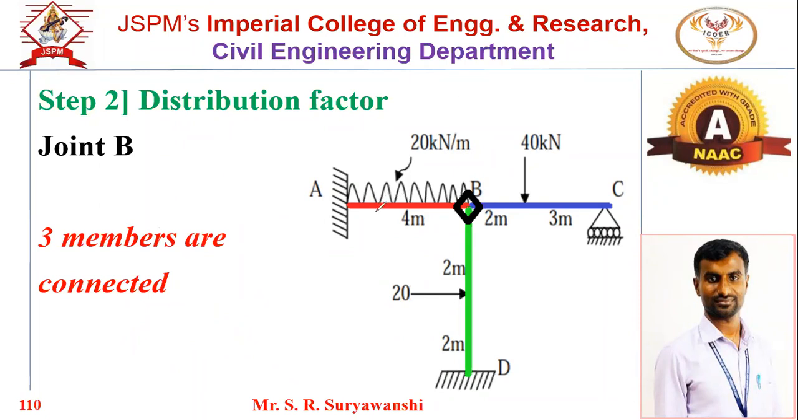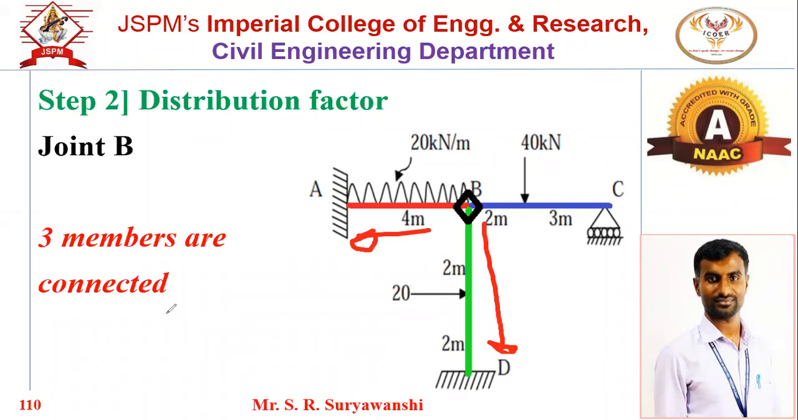Now here, the far end A is fixed, means BA to AB half carryover will be there. Again, far end D is fixed, means BD to DB half carryover will be there. Means carryover factor will be there only for 2 members, that will be BA to AB and BD to DB, as far end is fixed. So there are only 2 carryover factors.